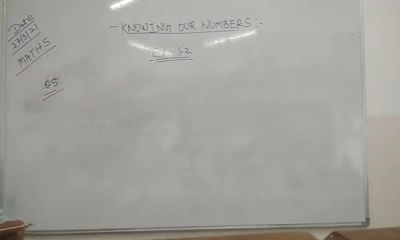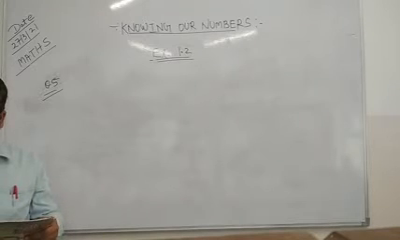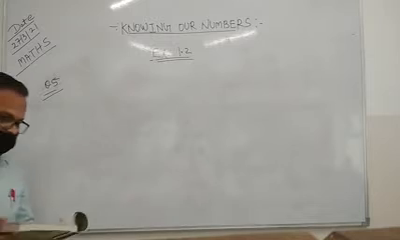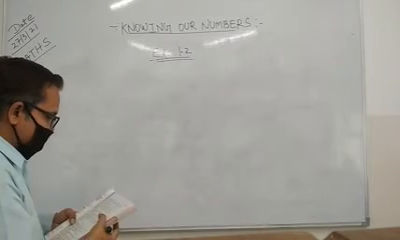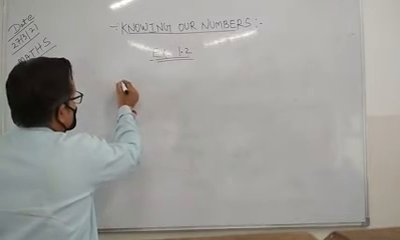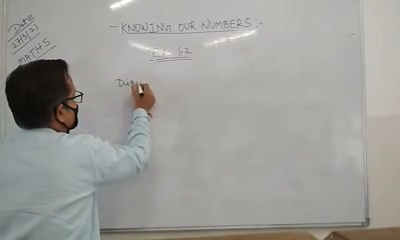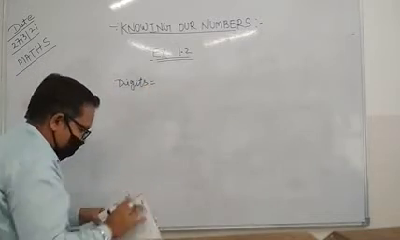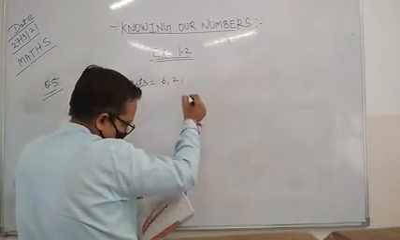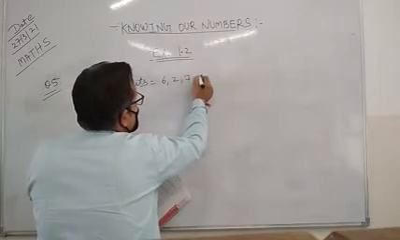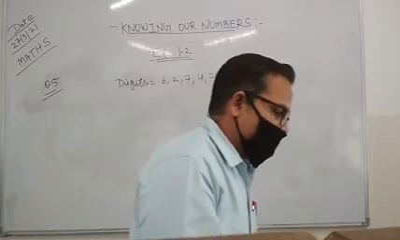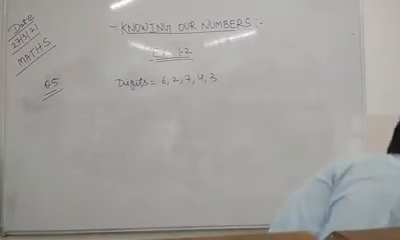Okay, question number 5. We have been given: find the difference between the greatest and the least number that can be written using the digits. That means we have been given the digits. What are the digits we have been given? The digits are 6, 2, 7, 4.